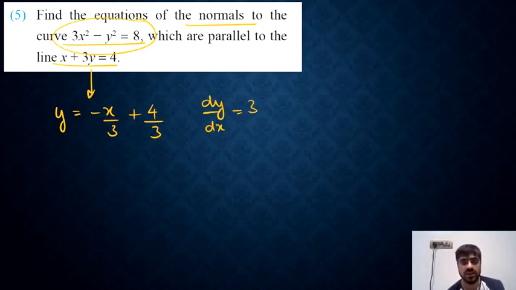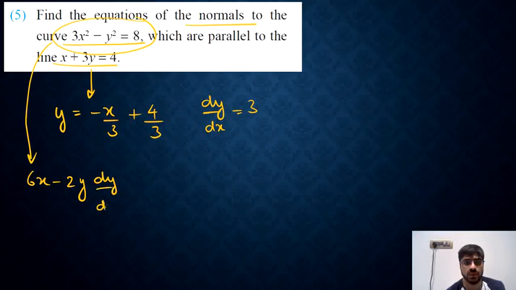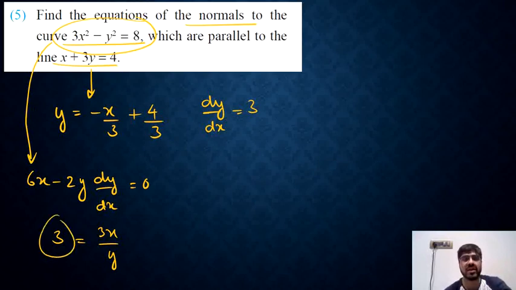So we take a derivative here for this given curve, and that will give us 6x minus 2y dy by dx equal to 0. So we have dy by dx equal to 6x upon 2y, which is 3x upon y, and we are putting dy by dx as 3. One thing to note over here is that you cannot just put dy by dx as 3 without putting the coordinates of the point.